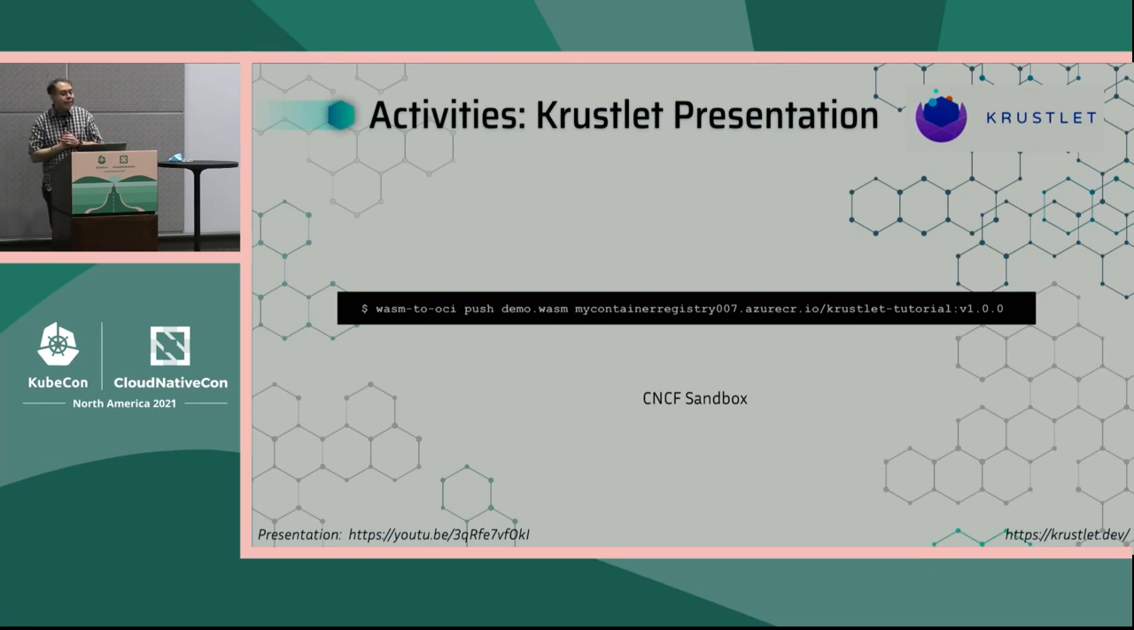Krustlet allows you to run WebAssembly modules with Kubernetes. So we looked at some of the other WebAssembly projects like WasmEdge, but those actually don't necessarily run on top of Kubernetes. So this makes it possible: you build your WebAssembly module and then you can run it on a Kubernetes node. It can be located anywhere, like in the edge, or it could be located in your own data center or cloud provider.